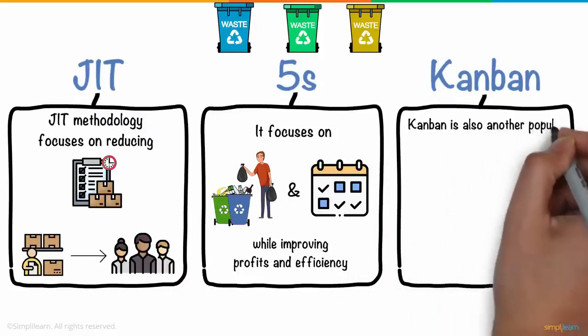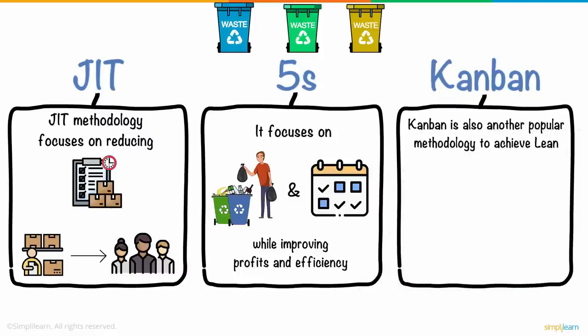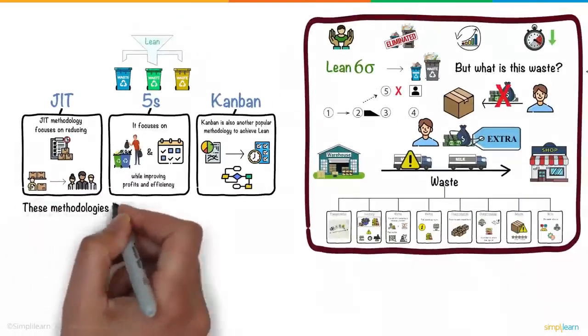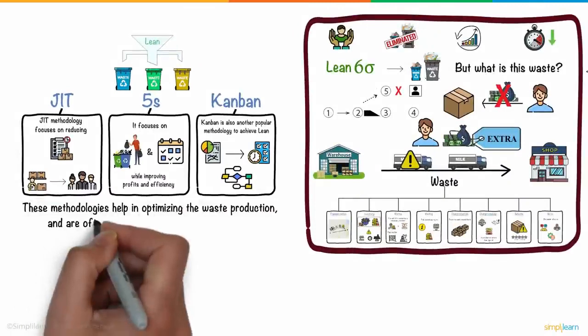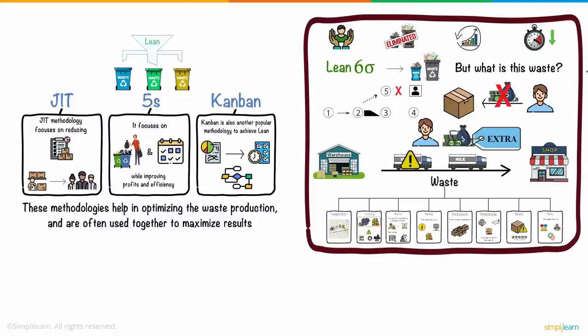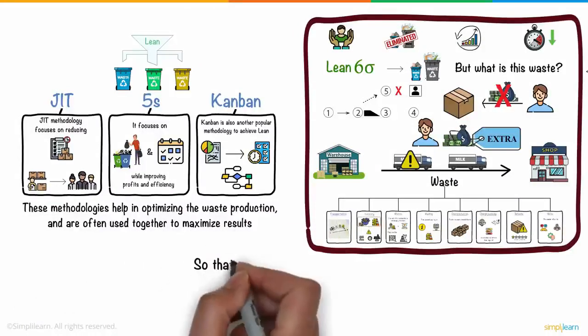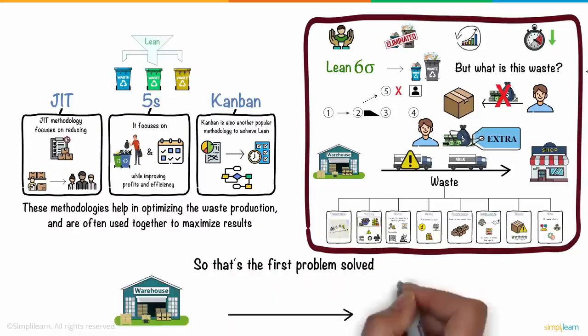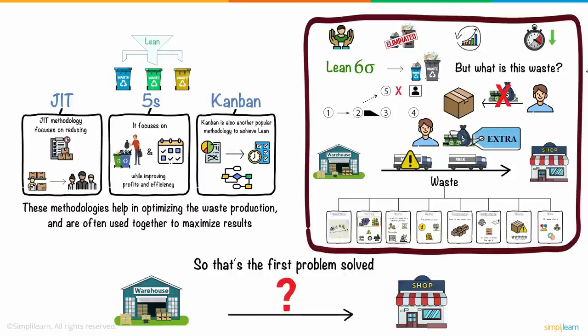Kanban is also another popular methodology to achieve Lean. It is a visual method to manage tasks and workflows. Kanban enables users to visualize the workflow to identify issues in the process and fix them. These methodologies help in optimizing the waste production and are often used together to maximize results. So that's the first problem solved. Now, let's have a look at how you can improve the supermarket supply chain efficiency.